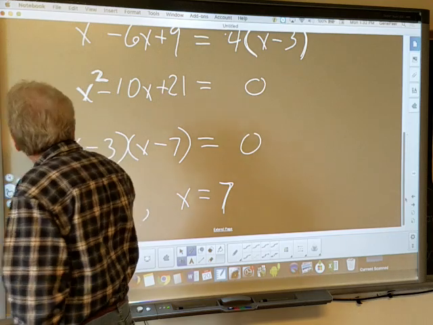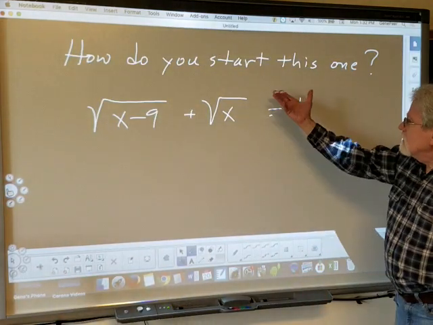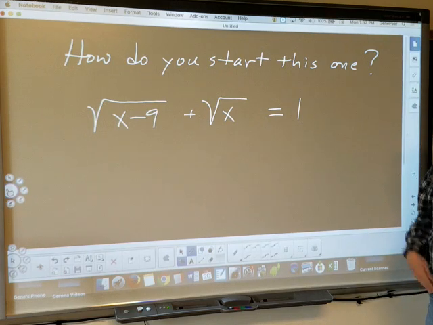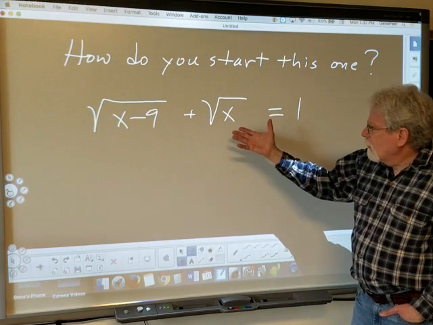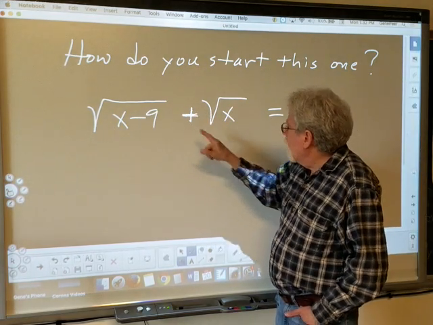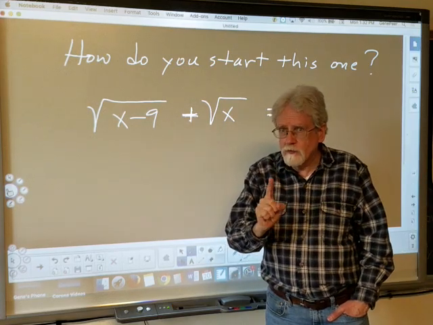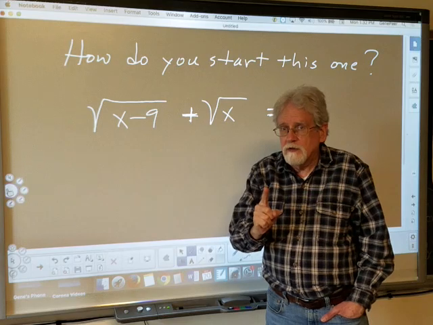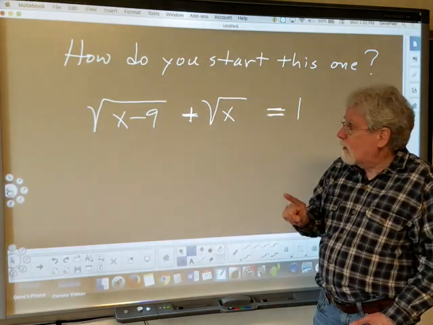Oh, I think there was one more thing I wanted to point out. Yes, how do you start with this one? Little bit different than the other ones we saw. This is a case where we've got 2 radicals joined with a plus sign on the same side of the equation. These guys are just waiting to strangle you. They will kill you if they get a chance. Don't let them survive that way for long.